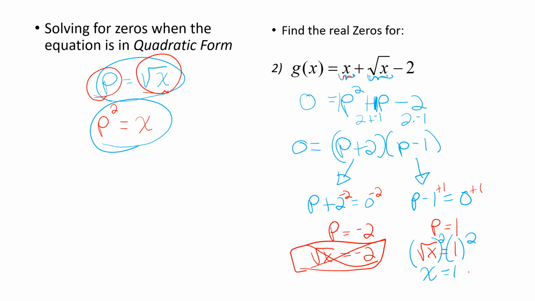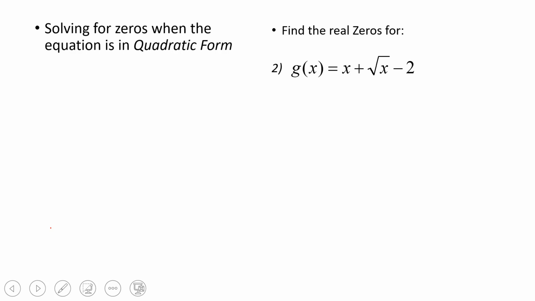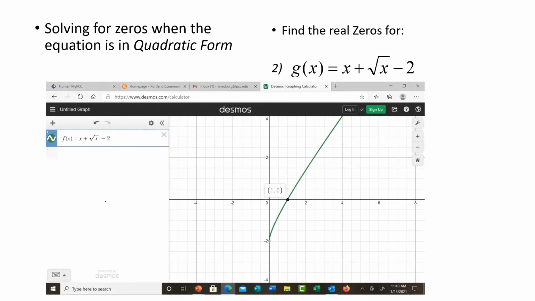So that means the 0, or the place where this graph should cross the x-axis, is at 1, 0. So let's go ahead and take a look at the graph of this, and you'll see that that's exactly where we cross the x-axis. So the graph verifies what we found algebraically.